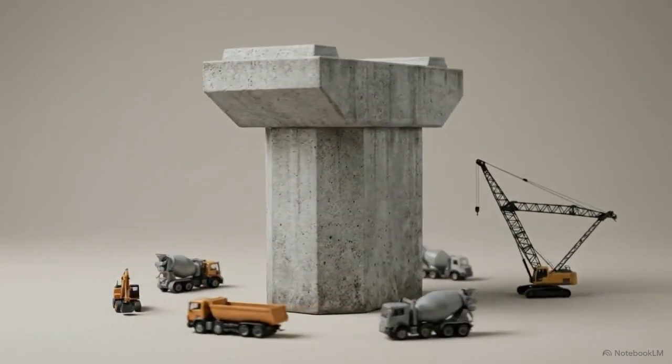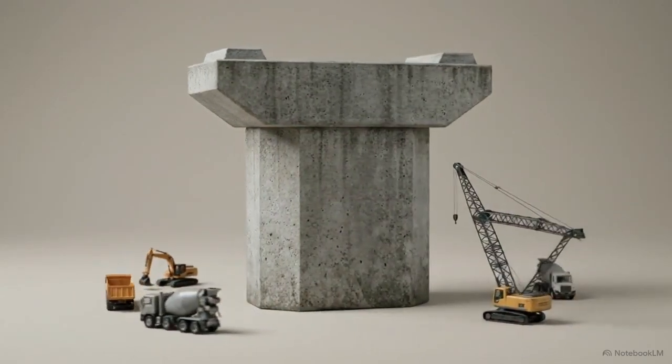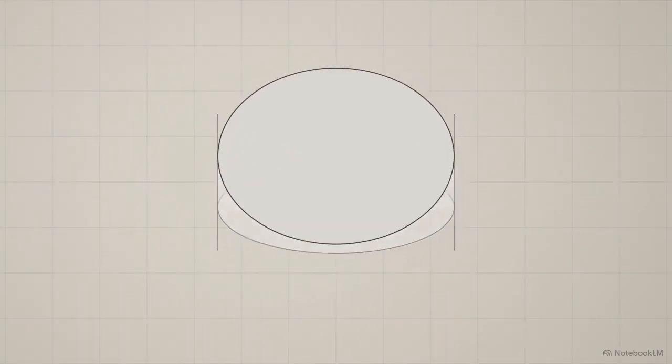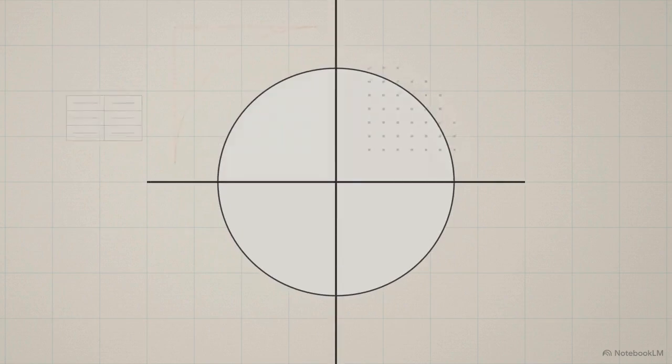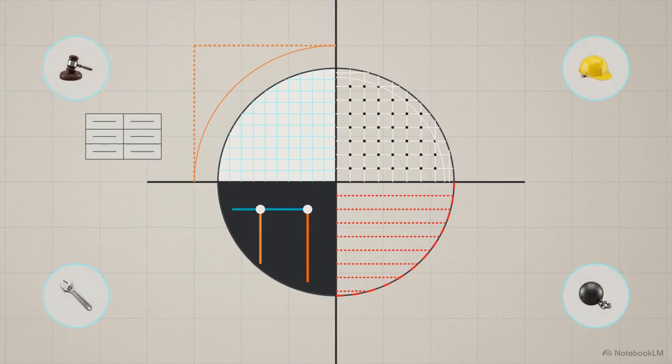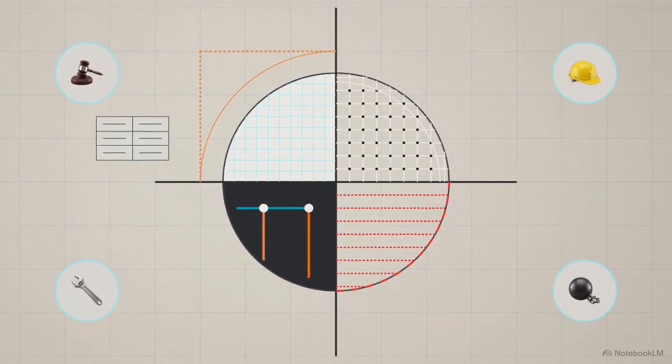Looking at this time lapse of an exposed bridge pier, you might see a single massive block of poured concrete. But to the engineers responsible for its design and maintenance, this single structural column is represented in 4 different ways across its lifespan, depending entirely on who is interpreting the document.